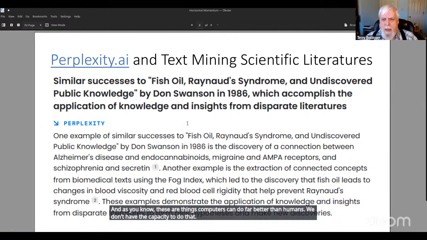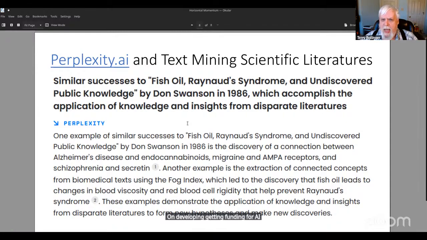And this is, Sam, I don't know if you know my background, but most of my professional life was spent on developing, getting funding for AI and robotics.